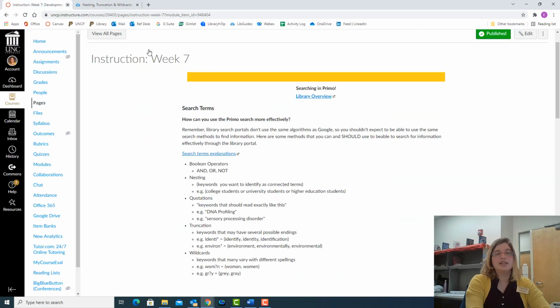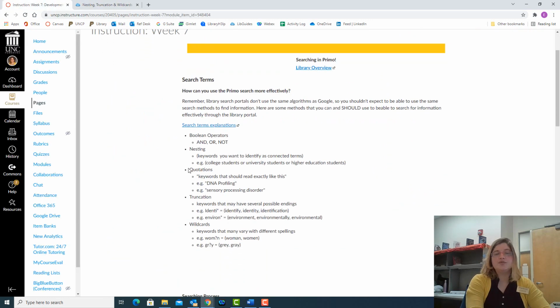I also included that quotations are very useful because that will help you search for keywords that are many words together, like sensory processing disorder. If you want to look for all of those terms together as one unit, using quotations is very helpful.